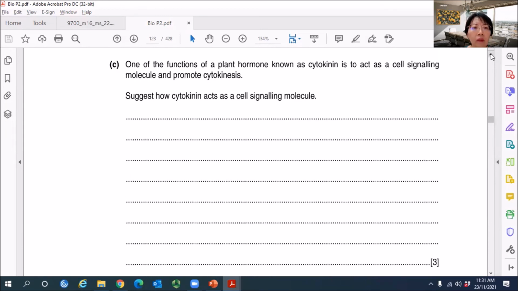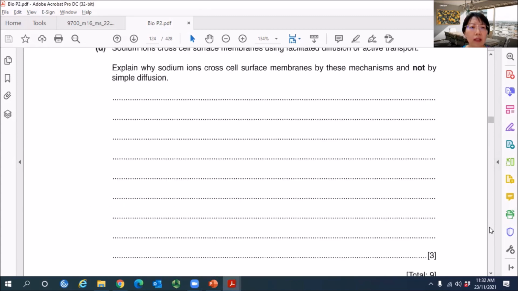Okay. Oh, I like this one. Cell signaling again. One of the functions of the plant hormone known as cytokinin is to act as a cell signaling molecule and promote cytokinesis. Suggest how cytokinin acts as a cell signaling molecule. So this one, no need already. All of you know the cell signaling process, right? Do you want to see the mark scheme or not? Any one of you? No? No need, then we skip this one because you have touched on this so many times already. Right, okay, let's move on to the next.